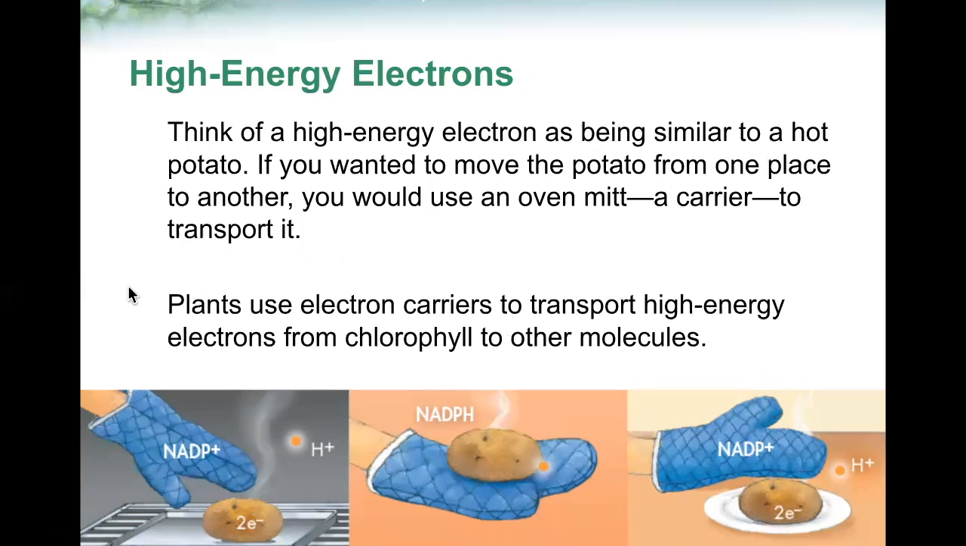Plants use electron carriers to transport high energy electrons from chlorophyll to other molecules. That carrier is NADP plus, carrying the two electrons with the hydrogen. So it's NADPH carrying the electrons, and then it's NADP plus as it drops the two electrons, and the hydrogen is also released. So it basically grabs onto the two electrons and the hydrogen ion and transports them, and then lets them go.